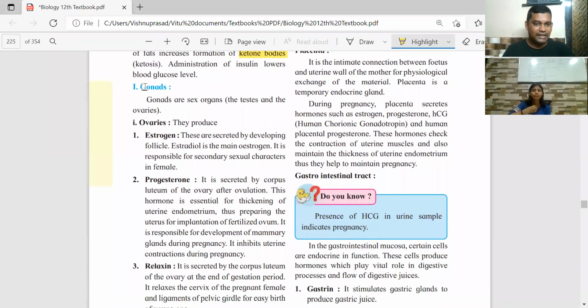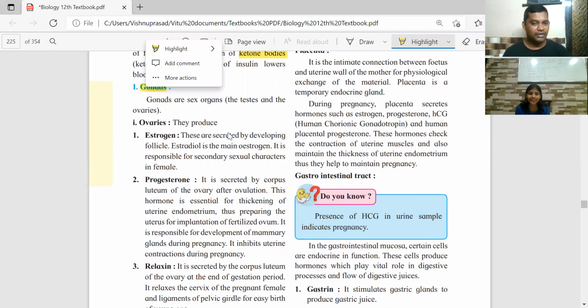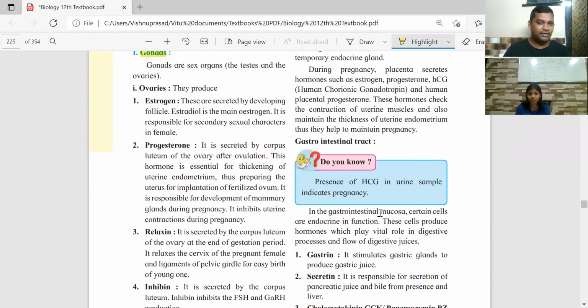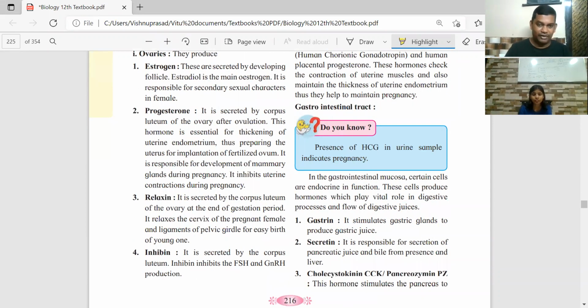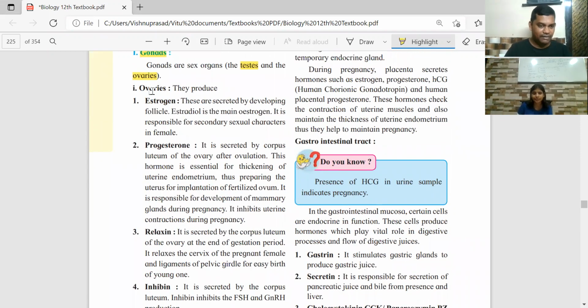Now the next ones we have to see are the gonads. We are going to discuss them in detail when we learn about reproduction in humans. But here, from the hormones point of view, we have to learn them. When you say gonads, you know very well, they are the testes in males and ovaries in females. We are just looking at the hormones produced and their respective functions. So let's talk about the females.